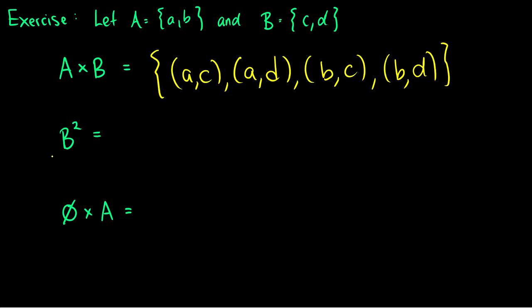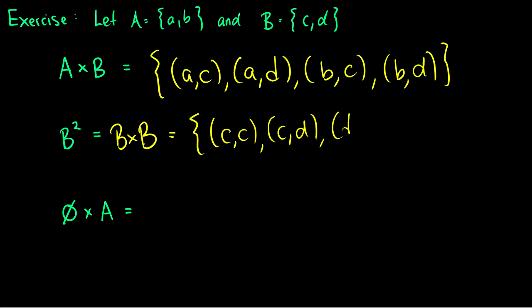B squared, what does B squared mean? Well, B squared really just means B cross B. So this means the first element comes from B and the second one comes from B. So we could have c and c, we could have c and d, we could have d and c, and we could have d and d. So it's still the same procedure for building these. Just because it's the same set doesn't mean that we treat it any differently. The first element comes from B and the second element comes from B. You'll still have 4 things in that set.